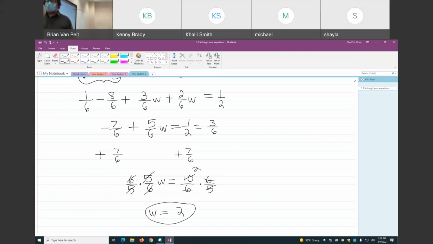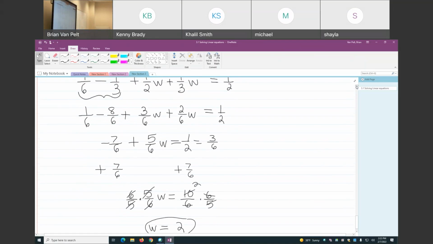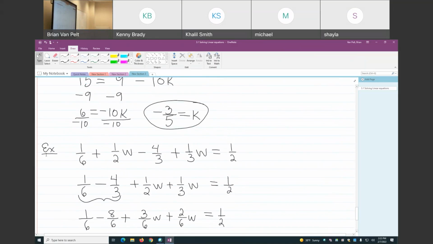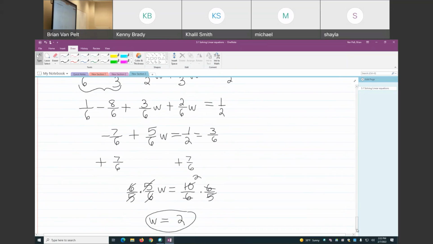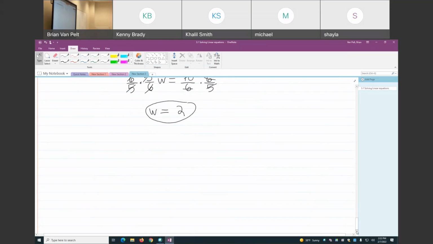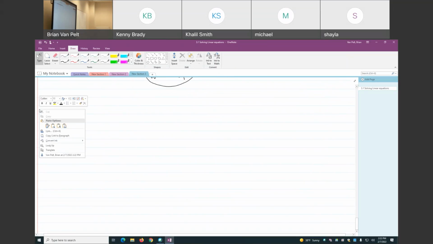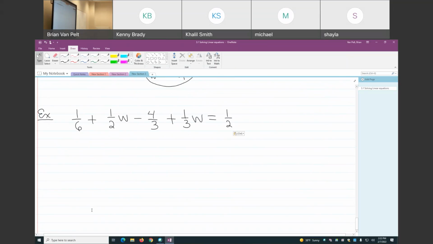I'm going to do the same problem in a second way, but I'm going to wipe out all the fractions first. So let me come up and lasso it. There we go. Just copy. All right, there it is again.